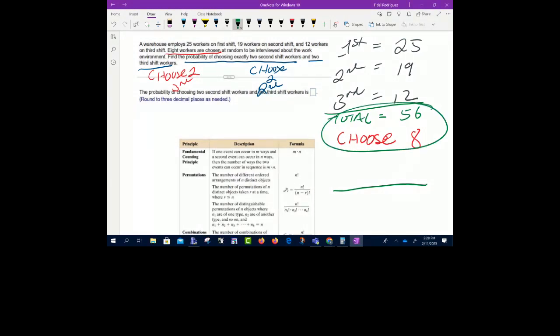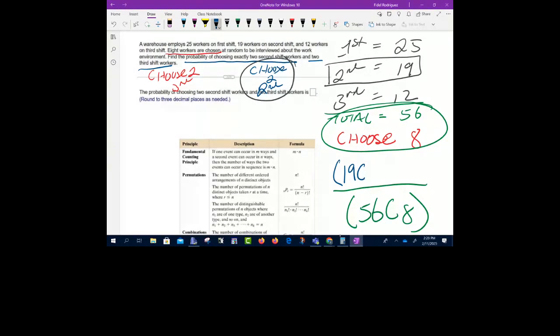And remember what we're going to do, y'all. We're going to choose 8 of them. My denominator, my friends, is always the easier one to set up. So let's take a look at what we want to do, y'all. We want to choose 2 from the second shift. How many people are on the second shift? 19, right? So out of those 19, we're going to choose 2 of them. It also says we want to choose 2 from the third shift. How many people are working the third shift? 12. So out of those 12, we're going to choose 2 as well.